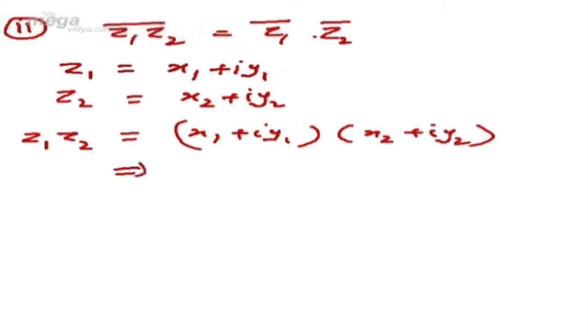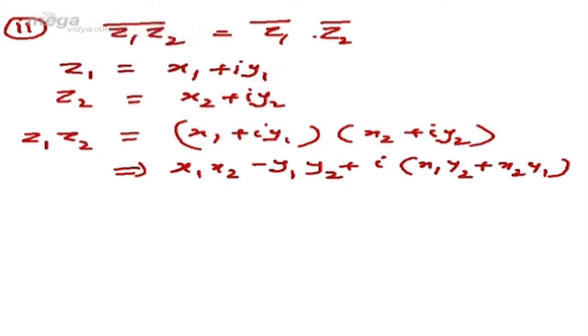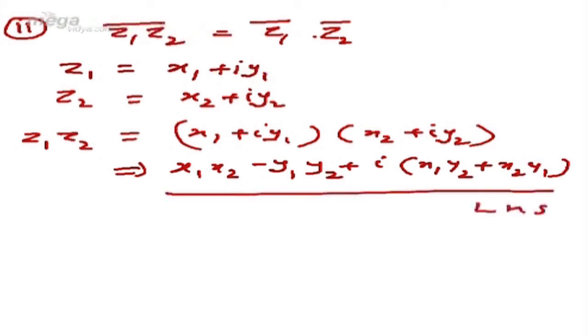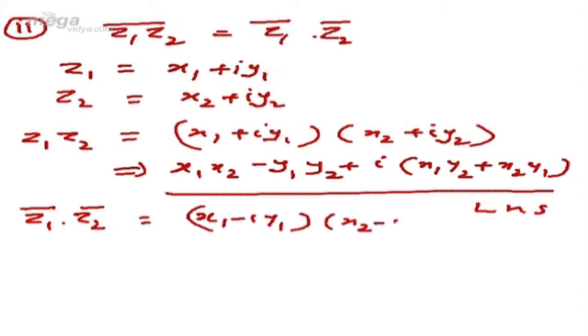By multiplying (x1 plus i y1) and (x2 plus i y2) you will get x1 x2 plus i square y1 y2. i square becomes minus 1, so minus y1 y2 plus i times (x1 y2 plus x2 y1). This is the left hand side of the property. Now we come to the right hand side of the property, that is Z1 bar into Z2 bar. Z1 bar is equal to x1 minus i y1 and Z2 bar is equal to x2 minus i y2.